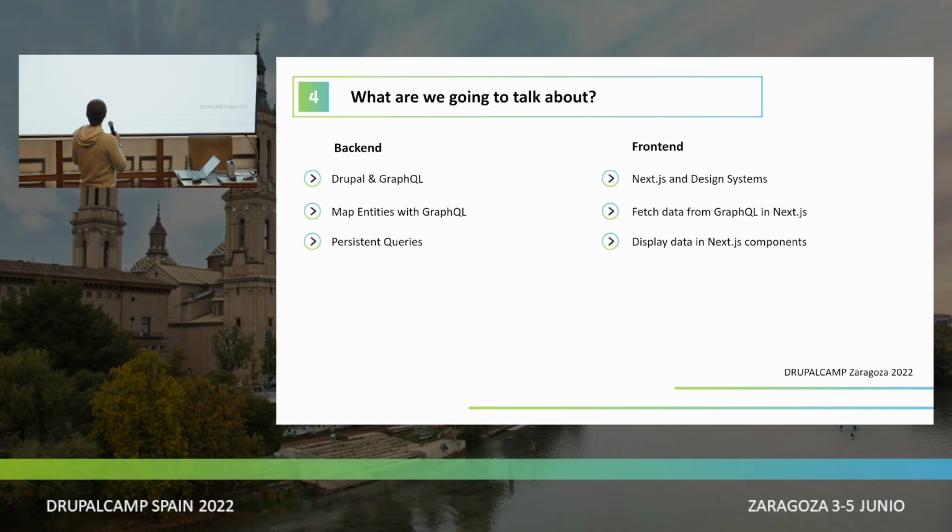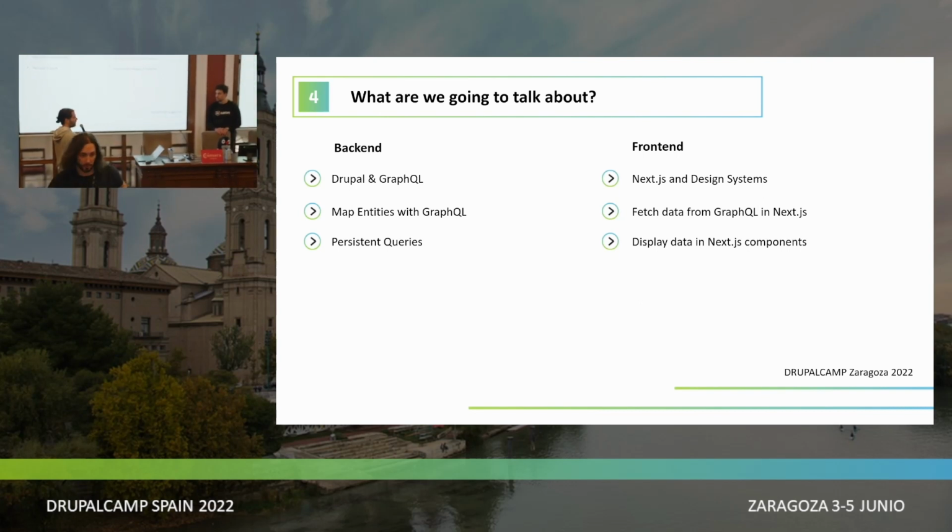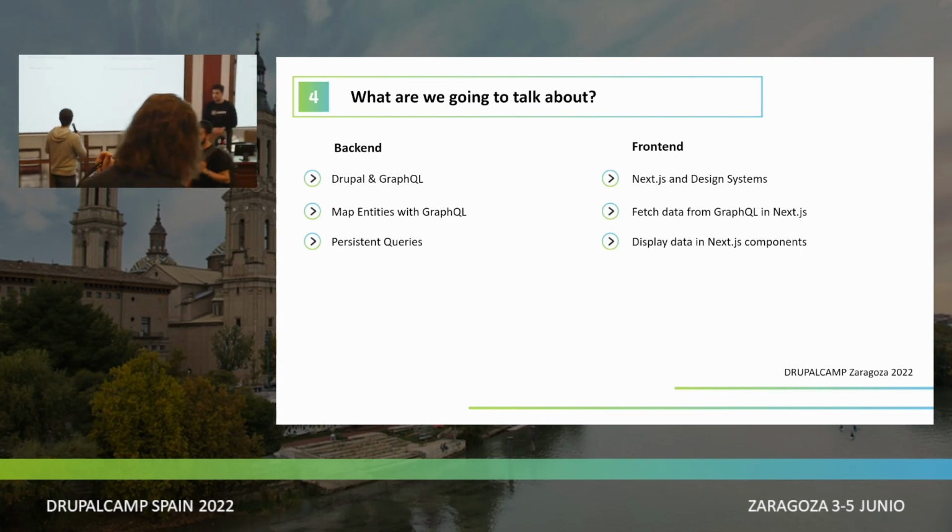And then once we know what GraphQL is, I'm going to show you how to map Drupal entities and expose them using GraphQL, GraphQL version 4. And then I'm going to talk a bit about persisted queries, because it's really interesting. And in the front-end side, we will talk about the design system, how we fetch the data from the GraphQL server, and then how we display the Nextjs components using design systems.